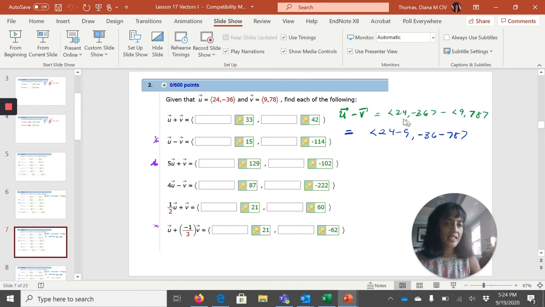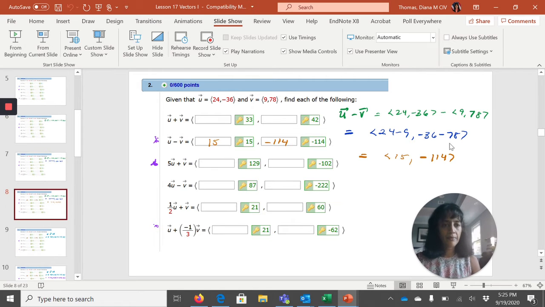Why? The process is to take component by component. So 24 minus 9 gives you the first component here, and minus 36 minus 78 gives you the second. You have to be careful with minus signs. I already made a minus sign mistake. I'll highlight where I made that as I get to it. So I get 15 as my new first component and minus 114 as my second. And so you see WebAssign got it right.